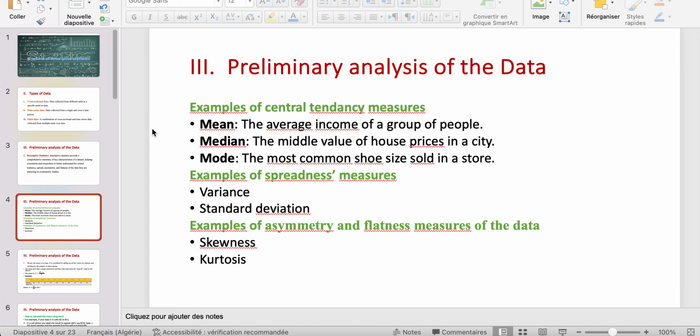Examples of spreadness measures: we have variance and standard deviation. And the last one is examples of asymmetry and flatness measures of the data: we have skewness and kurtosis. So in the following section, I'm going to explain all these 7 measures in detail.